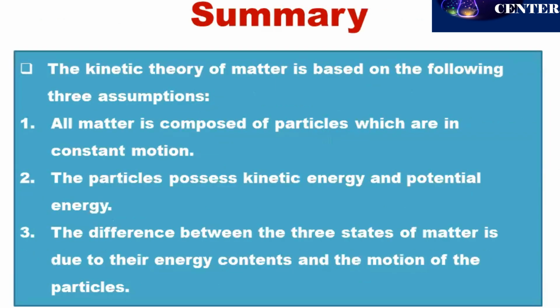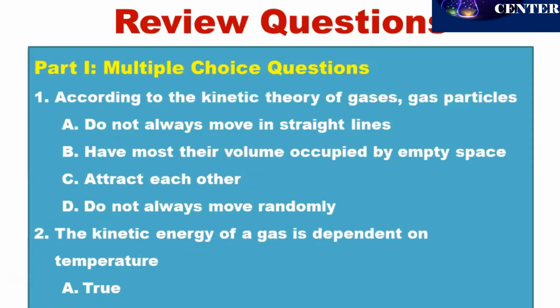Let's summarize the main points about the kinetic theory of matter. The kinetic theory of matter is based on the following three assumptions. The first one is all matter is made up of small particles. These particles are in continuous, constant motion. The particles possess both kinetic energy and potential energy, and the three physical states of matter differ by the motion of the particles and their energy content.